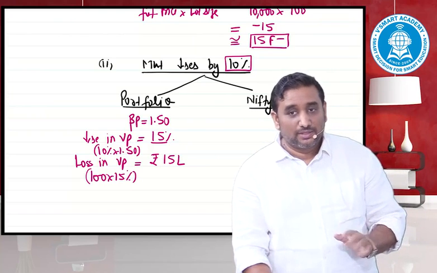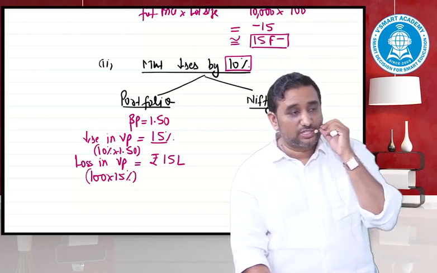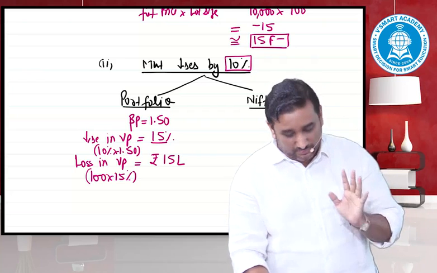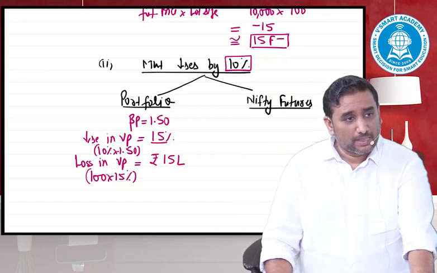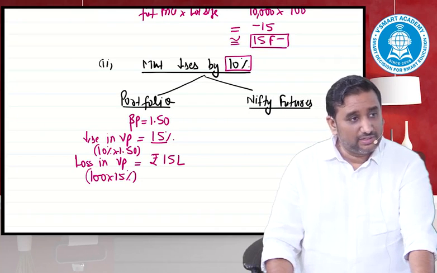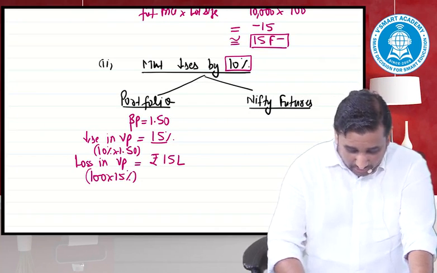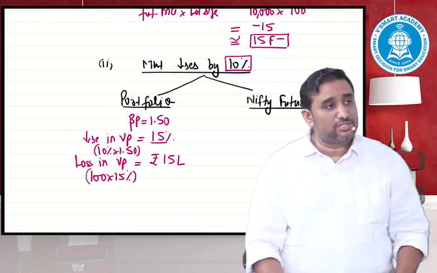Now the objective is, can the futures market save me from this loss? How much was your Nifty future price? 10,000. Decline in the Nifty? 10. New Nifty.